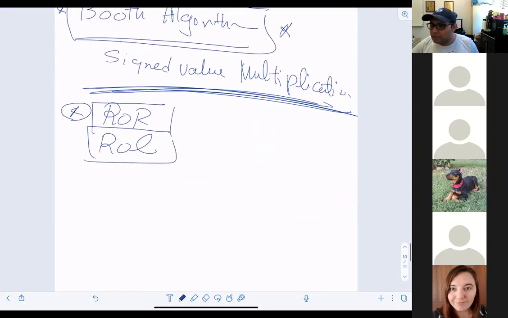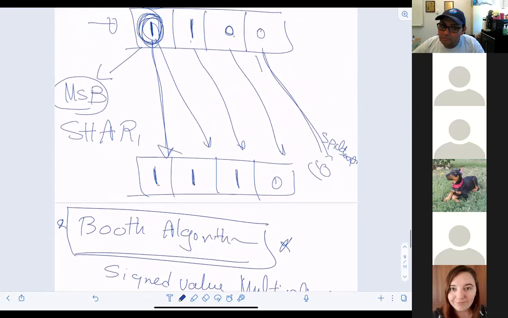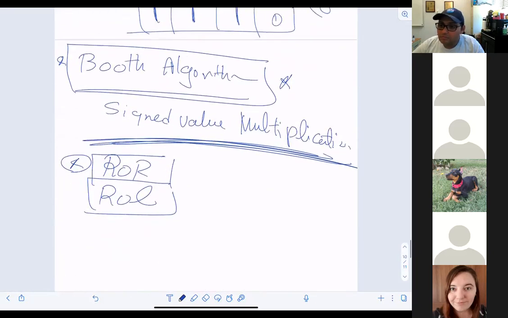What does it mean, rotation? Basically, you will never spill out anything. Professor, what happened with the sign? For the arithmetic method, for the sign one, you just use whatever is the most significant bit and shift to the right. That's it.